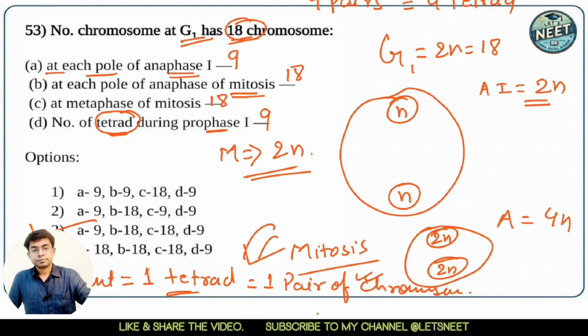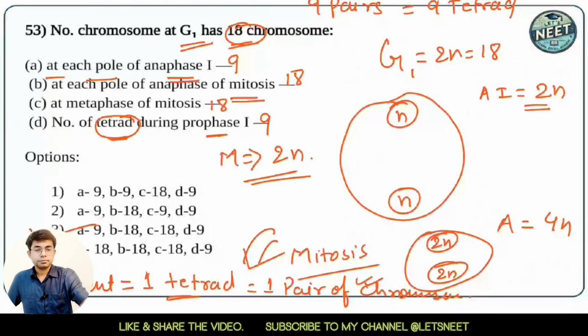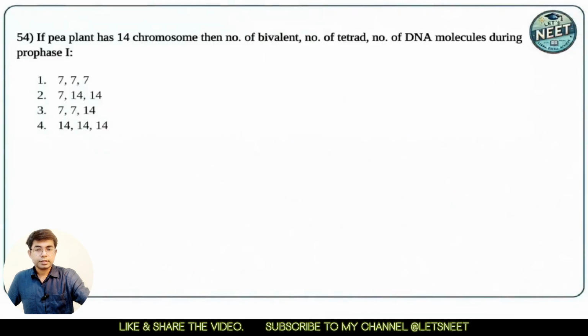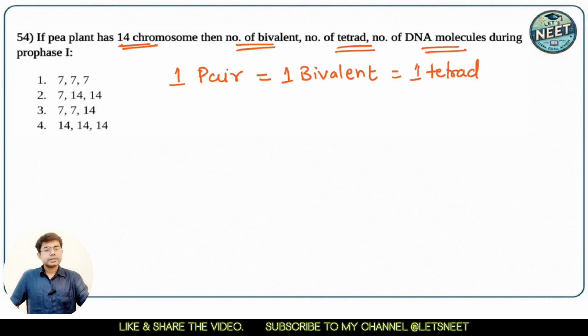Now next question. Next question is about this. So if we see the next question, it says if the pea plant has 14 chromosome, now number of bivalent, so this is the relation. Now bivalent, tetrad and DNA molecule. So here just again I will repeat the relation. One pair is equal to one bivalent, and one bivalent represents one tetrad, right? Now during this stage, because each chromosome has 2 chromatid, so one chromosome will have 2 DNA. So on that basis let's answer it.